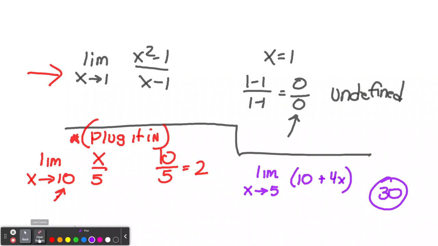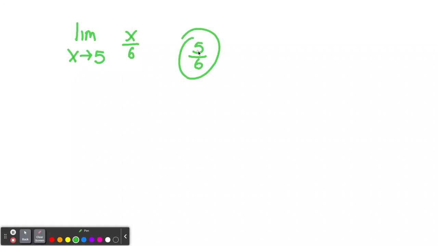Let's clear this out and do another one. Maybe we'll use green now. See if you can get this answer, and see if you can read it too. What are we getting here? Just plug it in, right? It says the limit as x approaches 5. Just plug it in, and what's the answer? 5/6. There's the answer, just plugging it in.